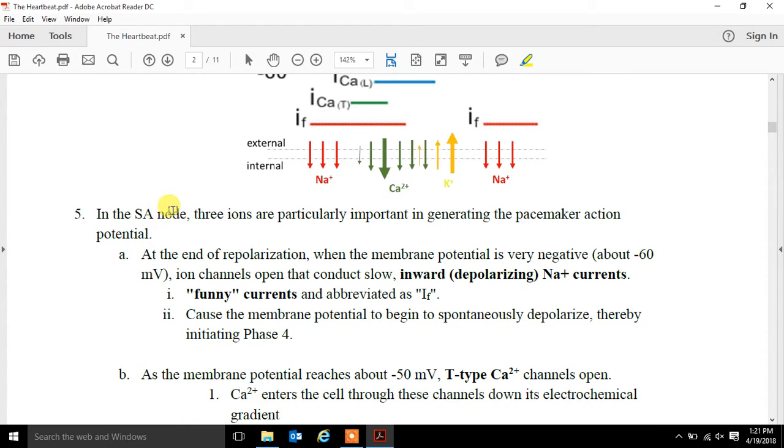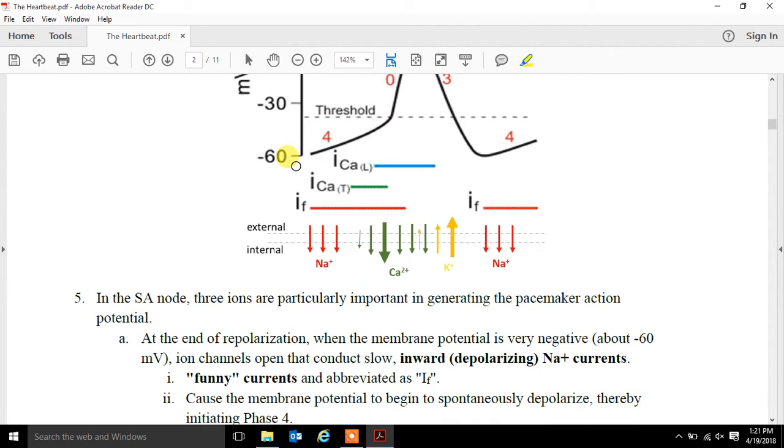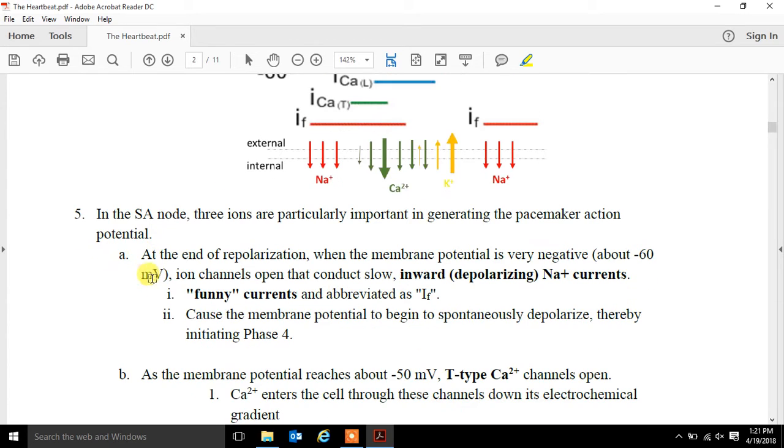So three ions are important at the SA node. They give us this pacemaker action. At the end of repolarization, when the membrane potential is very negative, down in the negative 60 range, the ion channels open that conduct slow, inward depolarizing sodium currents. And these are referred to as funny currents. These funny currents are what get us going back up the hill.